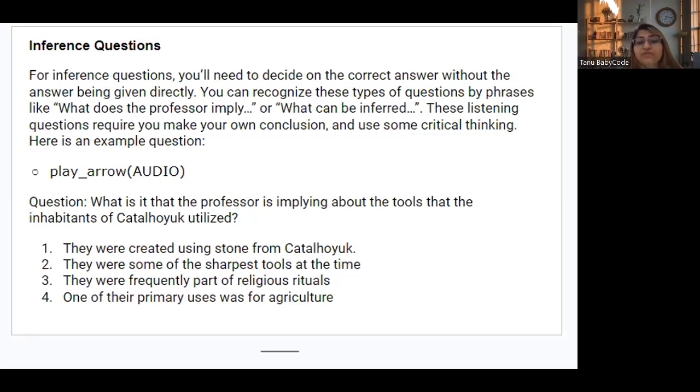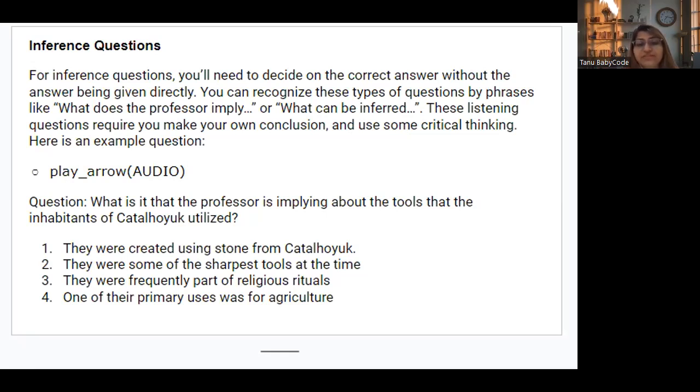For an inference question, you need to decide on the correct answer without the answer being given directly. You can recognize this type of question by phrases like: What does the professor imply? What can be inferred? These listening questions require you to make your own conclusion and use some critical thinking. So let's see an example question.